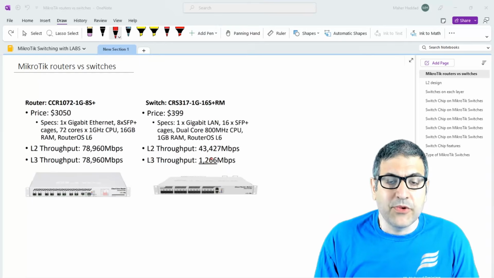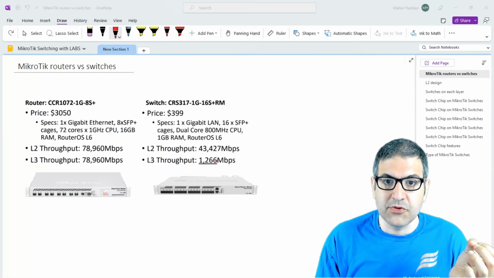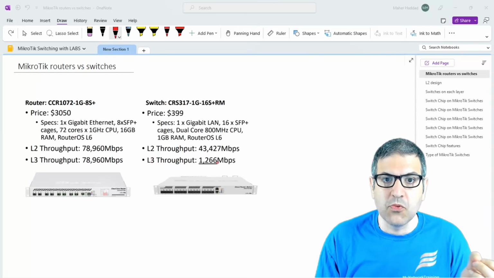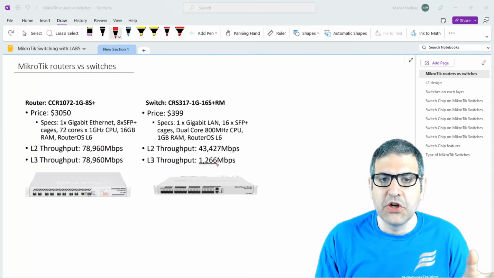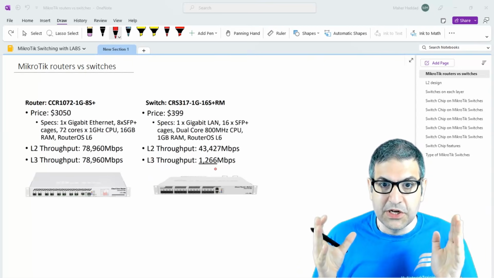Alright, so as you know, we have MikroTik routers and MikroTik switches. When you want to buy a MikroTik device, you have to be careful that you are choosing the device which is doing the job that you want for your network. Say that you want to buy a MikroTik device to do routing and firewall and stuff like that. In this case, you have to think of buying a MikroTik router and not a MikroTik switch, because MikroTik provides two possibilities.